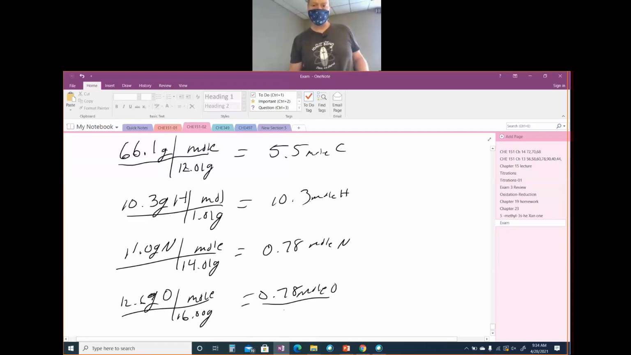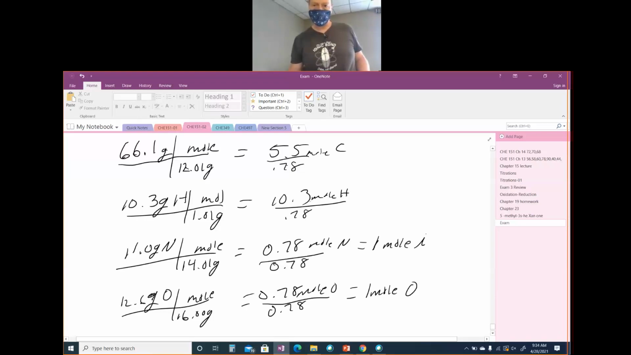Now remember, when you're doing empirical formula, you then divide by the smallest number that you obtain, and that is a tie between your nitrogen and your oxygen, and that was 0.78. And so here we have 1 mole of O, we have 1 mole N, hydrogen, we have 13 moles hydrogen, and carbon, we have 7 moles carbon.